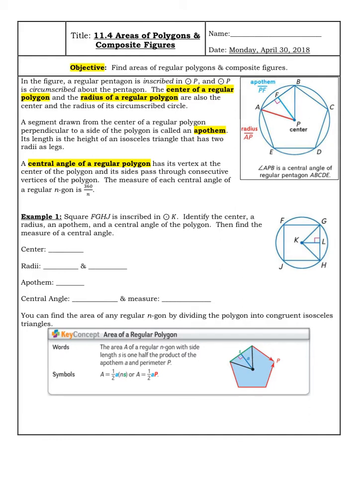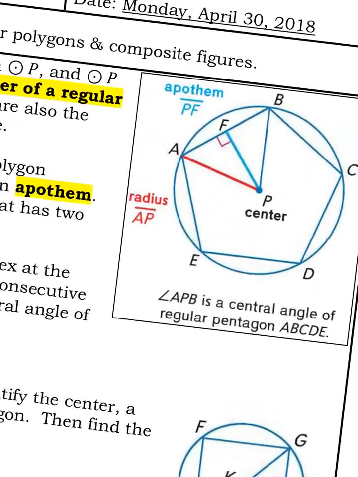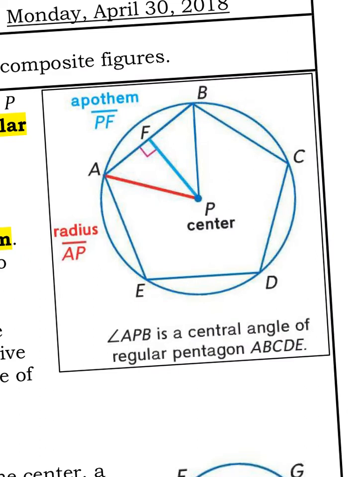Everyone, welcome to Chapter 11, Section 4. Here I'm going to go over areas of polygons, of regular polygons, I should say, and areas of composite figures. So I'm going to start first with going over some properties of regular polygons.